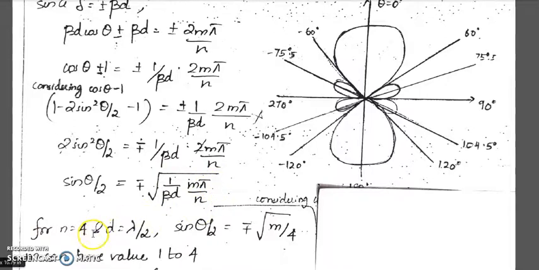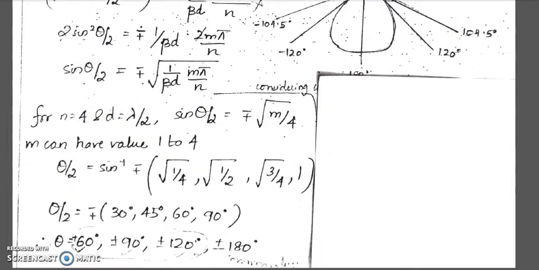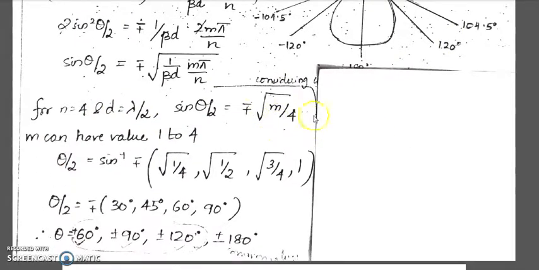Here also consider n is equal to 4 and d is equal to lambda by 2. You will get sin theta by 2 is equal to plus or minus square root of m by 4. So substitute values for m ranging from 1 to 4. From that you will get theta is equal to plus or minus 60, plus or minus 90, plus or minus 120 and plus or minus 180 degrees.